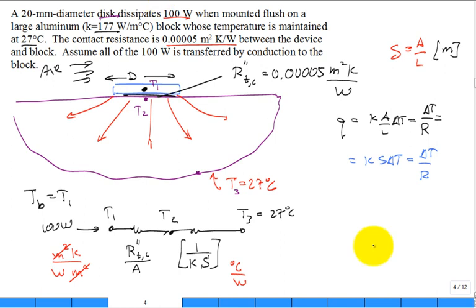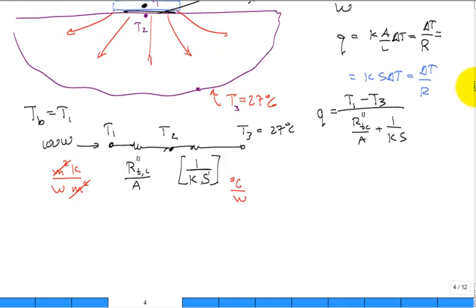So what we do is we come in and we say, okay, well, the 100 watts is equal to what drives it. It's going to be the difference between the higher temperature T1, which we're trying to calculate, and T3 far away. And we divide by the sum of those resistances, that R double prime TC divided by area plus 1 over KS. So that's our equivalent resistance. Let me just do it down here, scoot down just a little bit. And so it was 0.00005 meters squared Kelvin per watt.